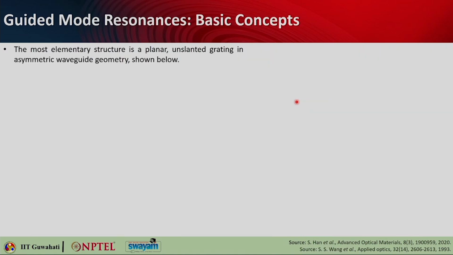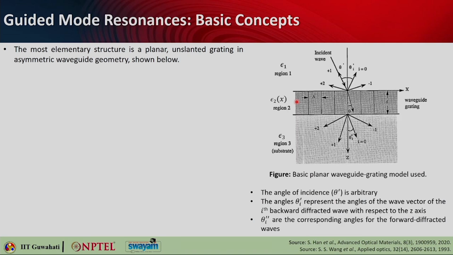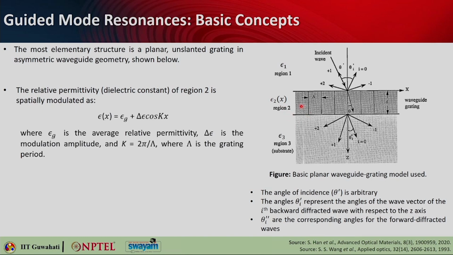Now, let us have a look at the basic concepts of GMR. Okay. So, this is a grating structure and this is the waveguide that you have seen. Now, in the most elementary structure, in this case it is a planar unslanted grating, okay, in an asymmetric waveguide geometry. Why are we calling it asymmetric? Because epsilon 1 and epsilon 3 are not the same here, we take them as different. And the relative permittivity or the dielectric constant of this region 2 can be spatially modulated like this.